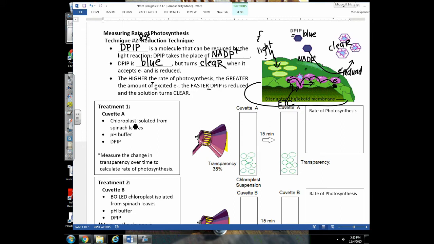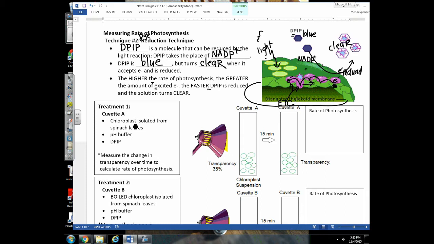I can isolate chloroplasts by putting spinach leaves in a blender and pulverizing those leaves, basically breaking up the cell membrane to release the chloroplasts. I can then take that solution and put it in a centrifuge, and it's going to spin it. What it's going to do is spin the heavy things at the very bottom of a test tube.